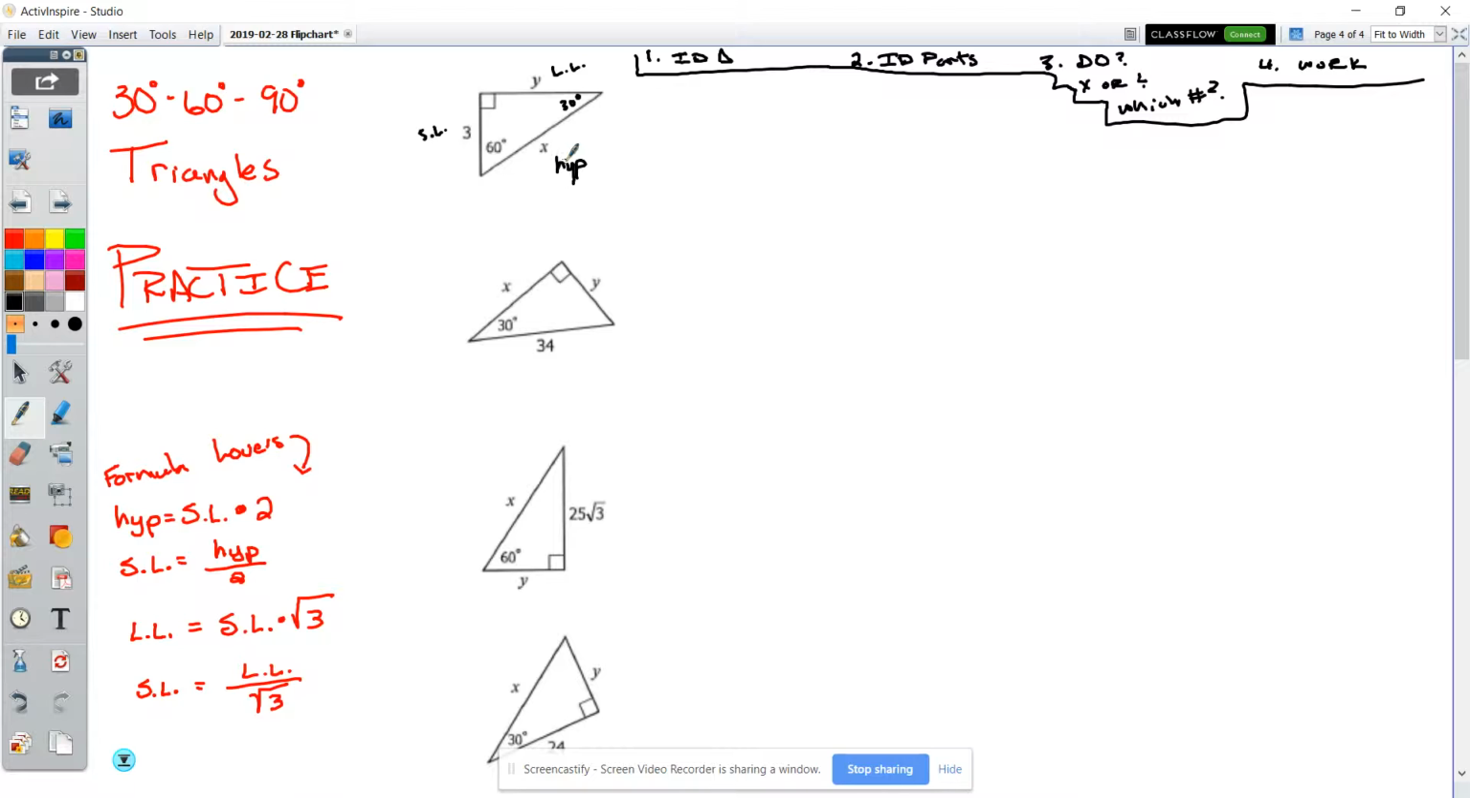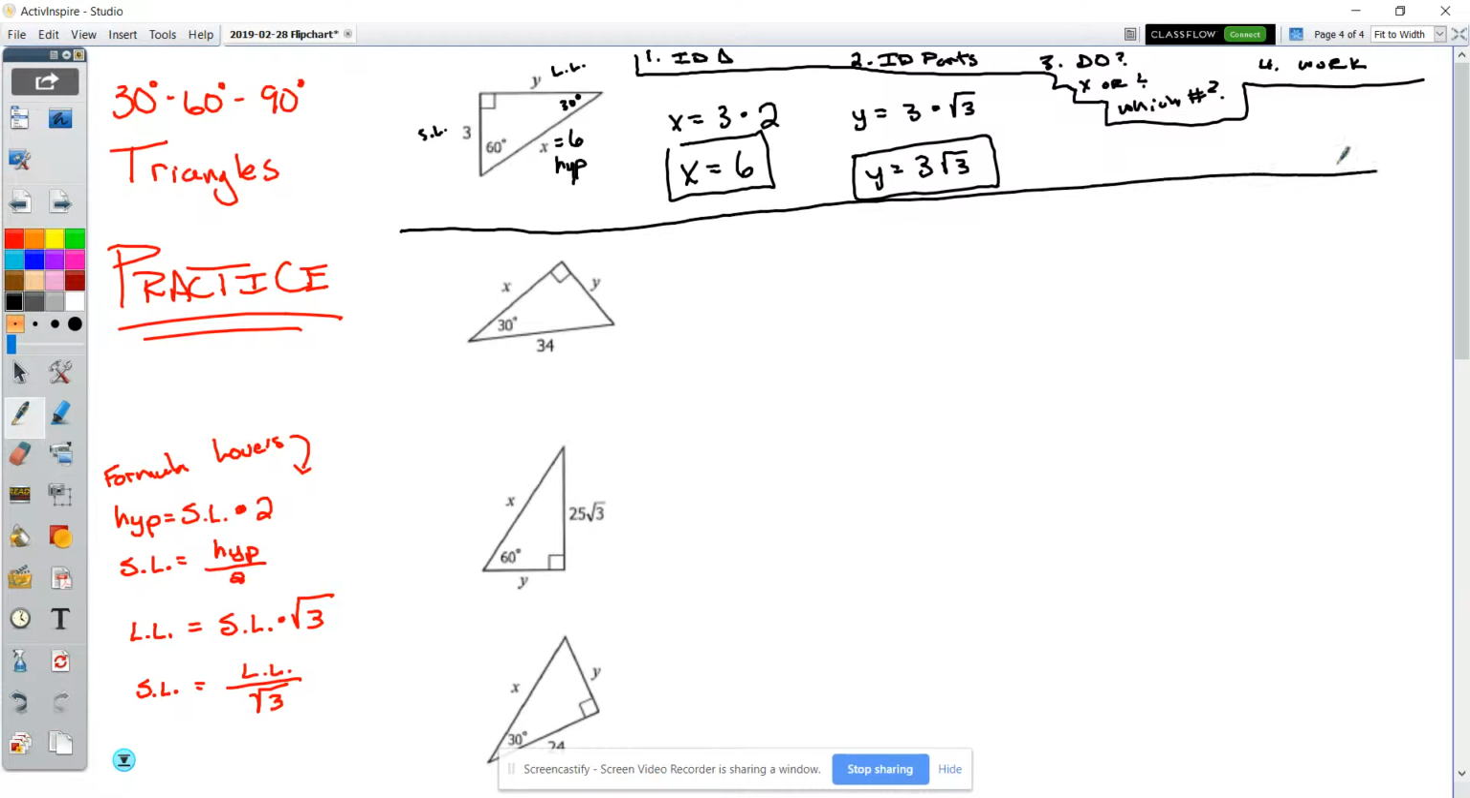The hypotenuse is twice the length of the short leg. So I know to find the hypotenuse, I'm going to take the short leg times 2. So my hypotenuse is going to be 6. Okay. So there is my hypotenuse. The long leg isn't twice the length of the short leg, but the long leg is the square root of 3 times the short leg. So to find the long leg, I'm going to do the short leg times the square root of 3. 3 times the square root of 3 is 3 square roots of 3. And so now I just found my long leg.